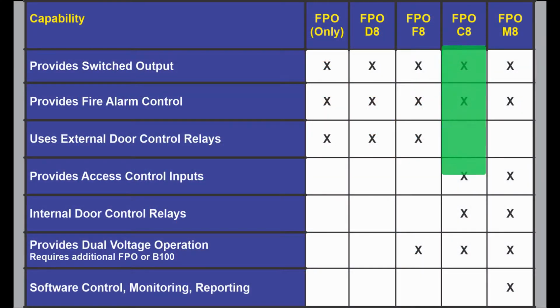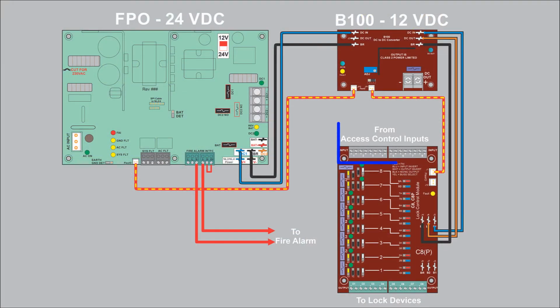The next combination is the FPO C8. In this case, the C8 is a full-featured lock control board with both access control inputs and lock outputs. It has 8 opto-isolated inputs for interface to an access system, but it's also capable of accepting a normally open, normally closed, or a voltage type of trigger.